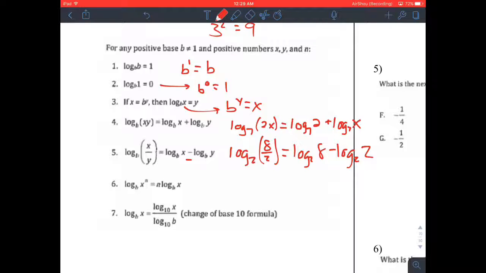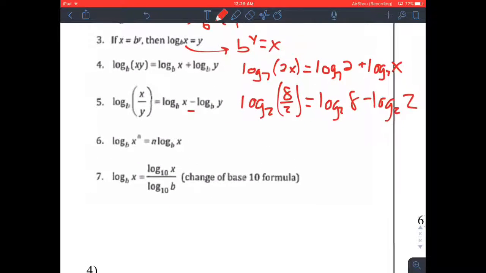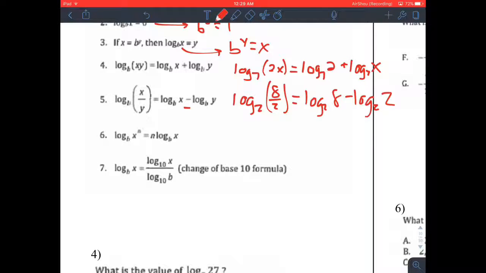The next one is the power property. This one's super powerful. If your argument has an exponent, you can write the exponent as a coefficient. So example, say we had log base 10 of 5 to the second. We can take the exponent of 2 and write it as a coefficient.